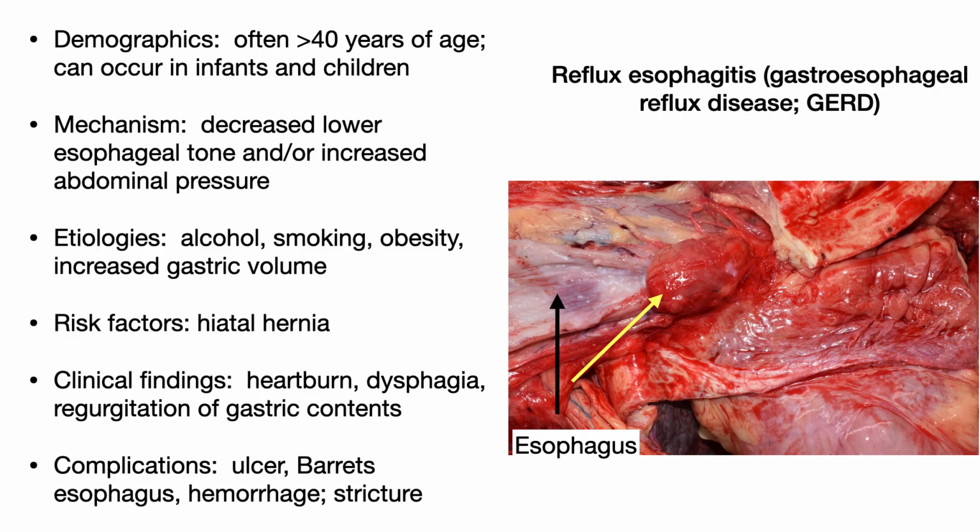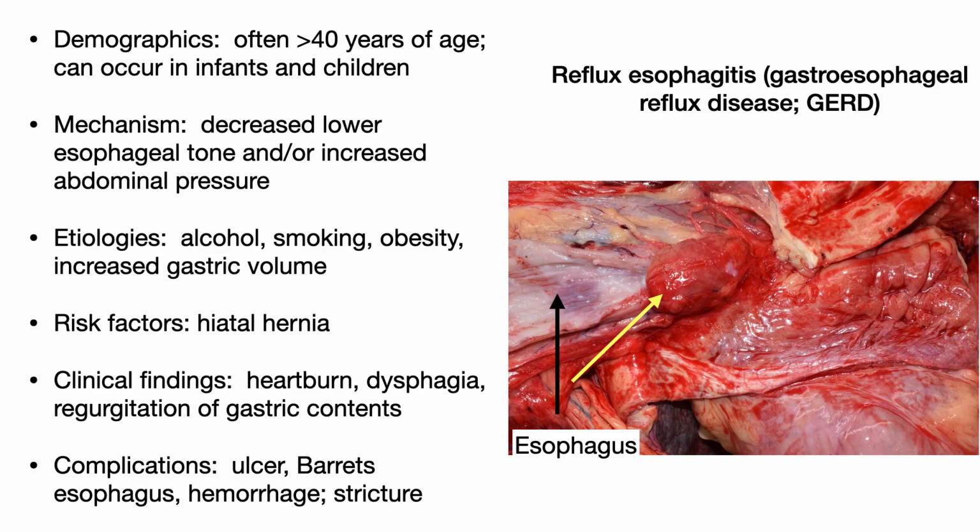So basically what's going to allow reflux, the mechanism, would be if you have decreased lower esophageal tone. Something's got to keep that GE junction tight so that stuff in the stomach doesn't come back up. So if you decrease the tone, that's going to allow stuff to leak back up. Also increased abdominal pressure, same thing. It's going to put strain on that region and allow stuff to leak back up. So alcohol, I think, is known for relaxing things, is my way of looking at it.